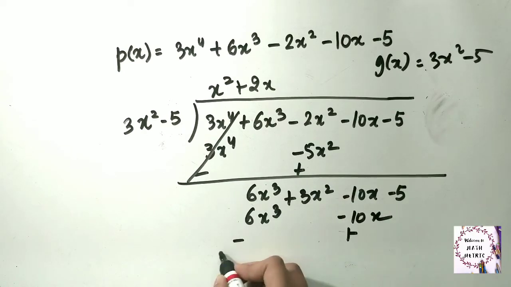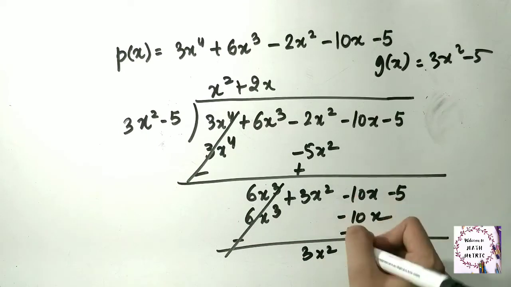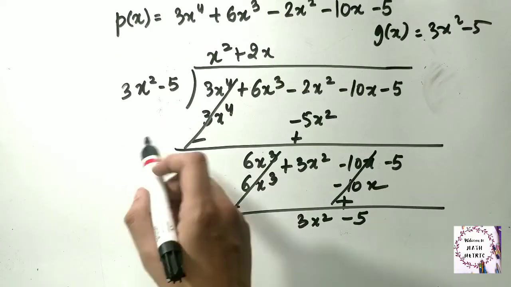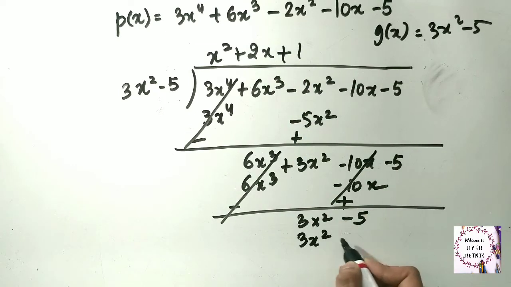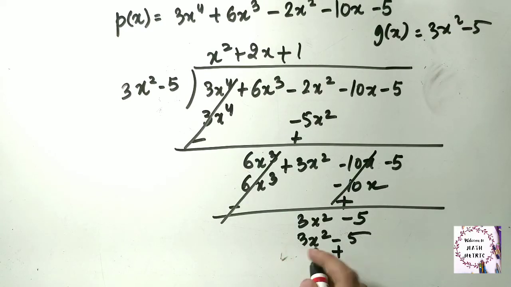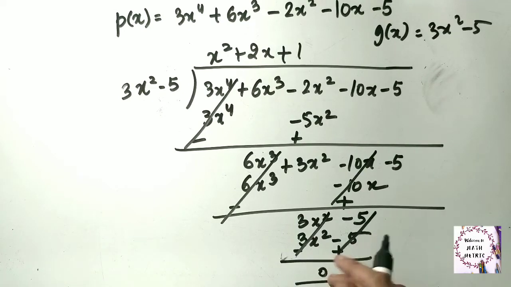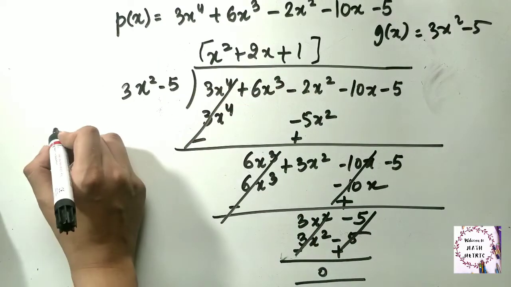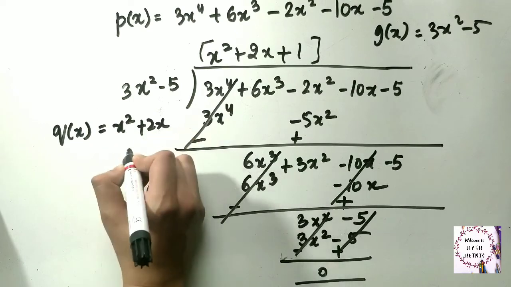Changing the signs, cancelled, 3x square gets cancelled, minus 5. Now simply we need to multiply it by 1 to get the whole value, 3x square minus 5. Changing the signs, this gets cancelled and the remainder is 0. So we have the remainder to be 0. All we have to look at is the quotient. We have q(x) to be x square plus 2x plus 1.